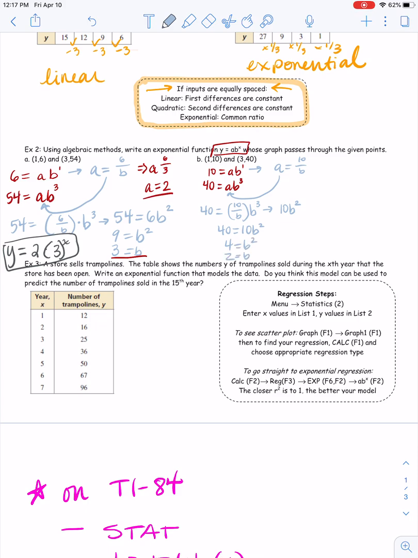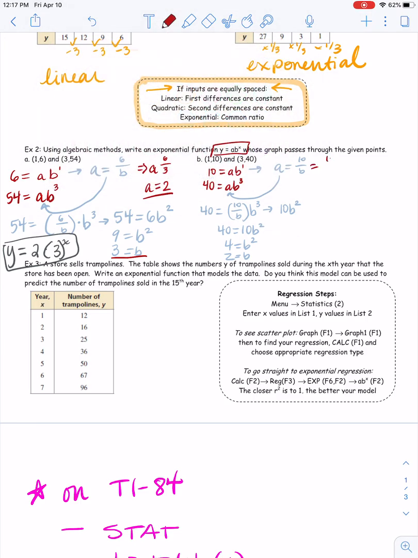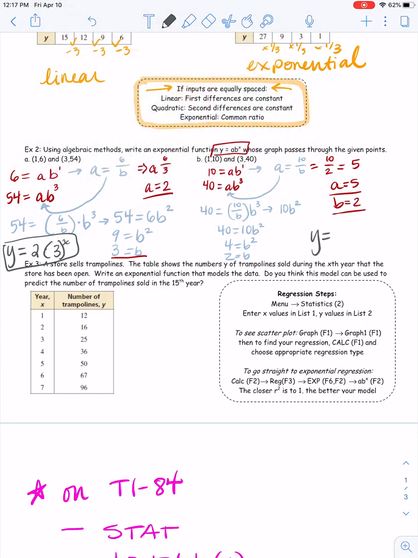So now that I know the value of b, I can plug it back in to my formula here, which is going to give me 5. So a is 5, b is 2. So that means I have y equals a times b raised to the x power. And there you have it, using a system of equations.